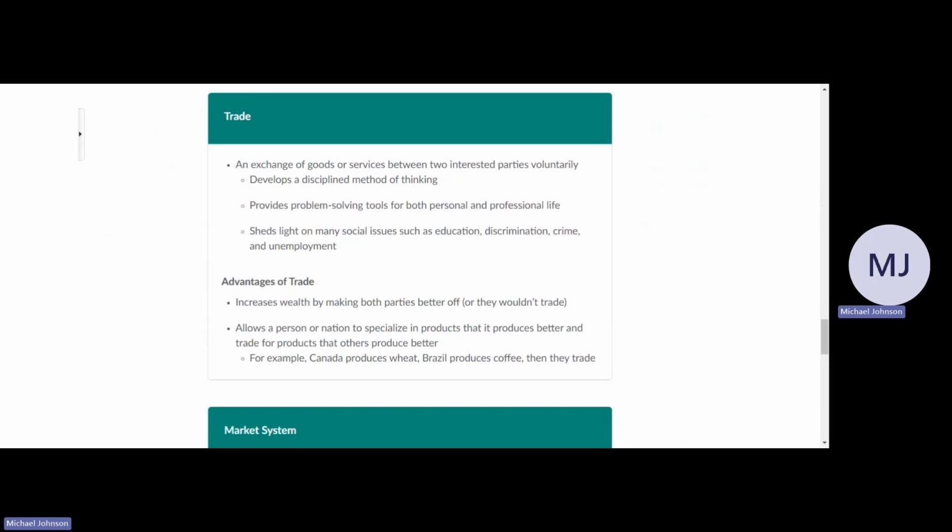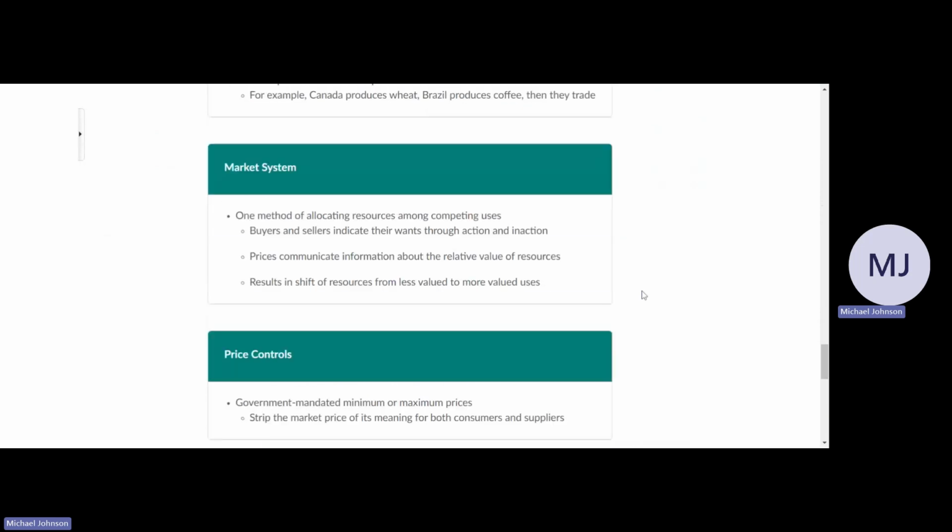It'd be very difficult if Canada produced both wheat and coffee, because they wouldn't be very good at producing coffee, while they'd be very good at producing wheat. So it'd be better if they just produced all wheat and just traded, because they wouldn't produce that much coffee because they don't have the conditions and capacity that Brazil does.